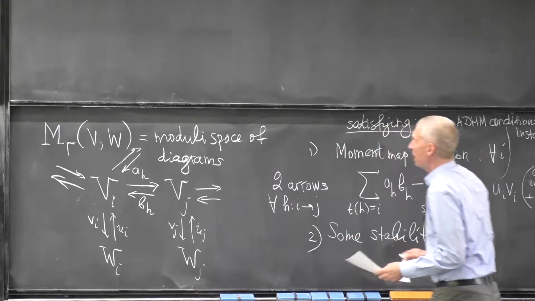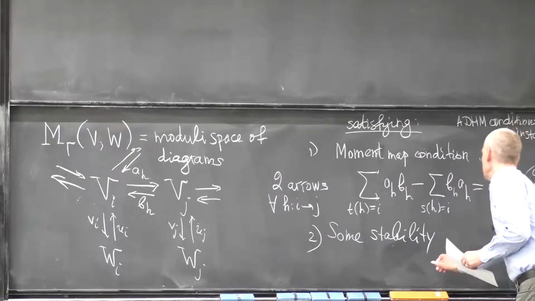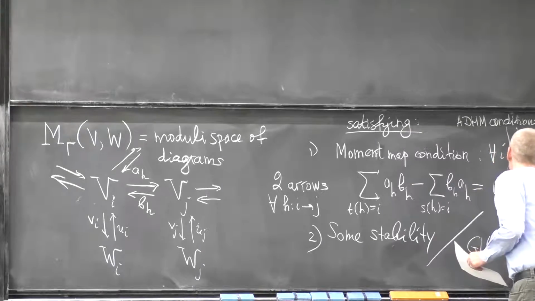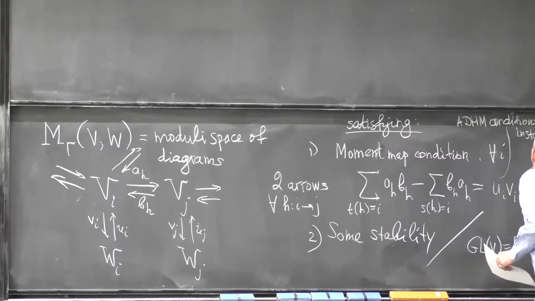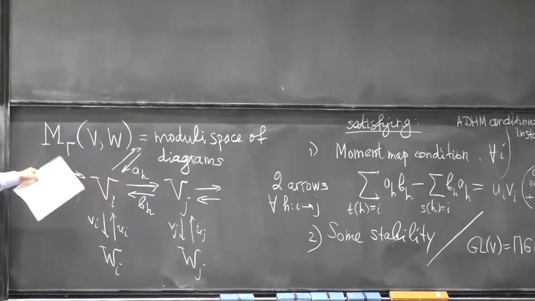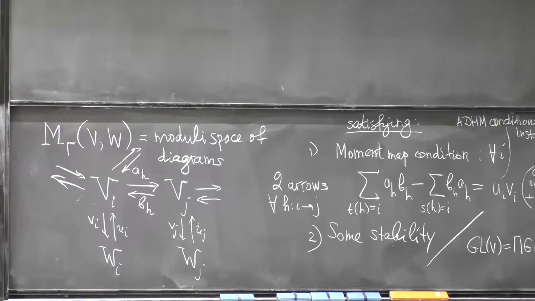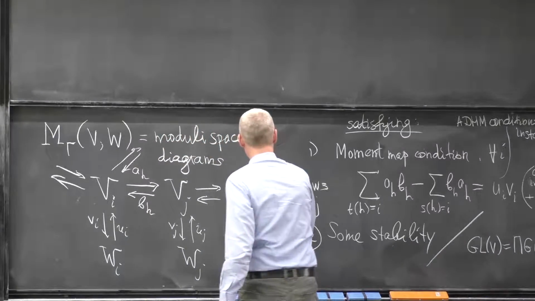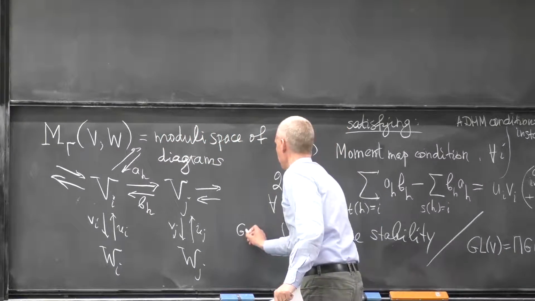When I say moduli space, I mean that we quotient by the group GL_V, which is the product of GL_{V_i}, but we do not quotient by the group GL_W. We get a variety with an action of GL_W.